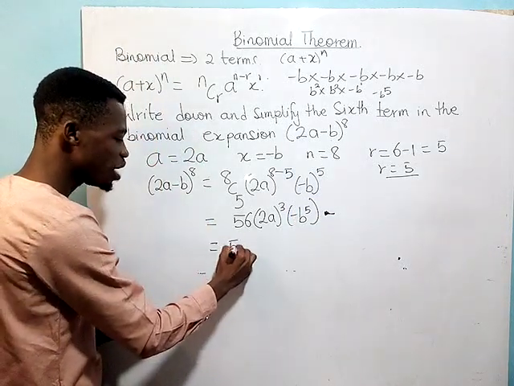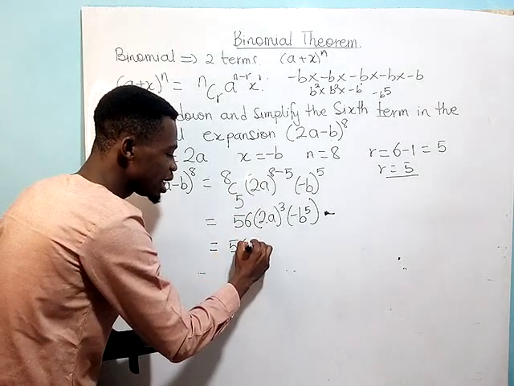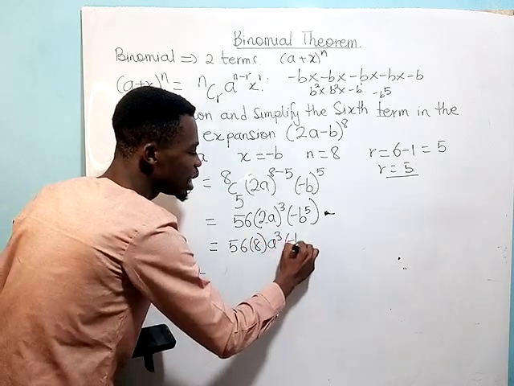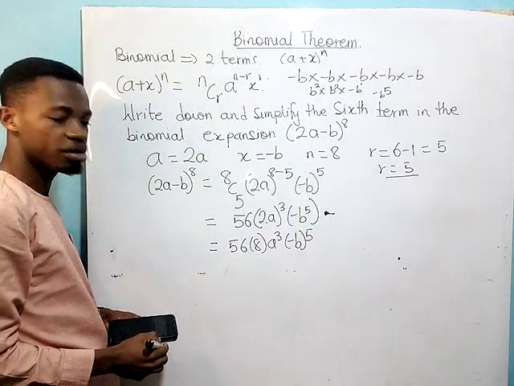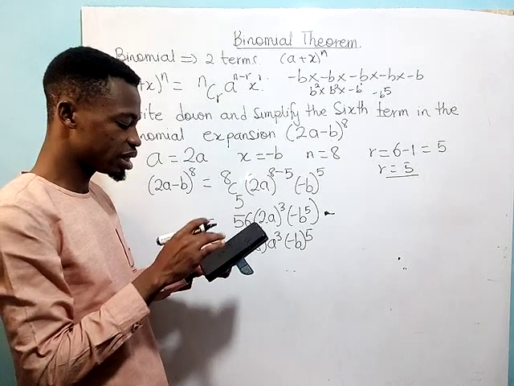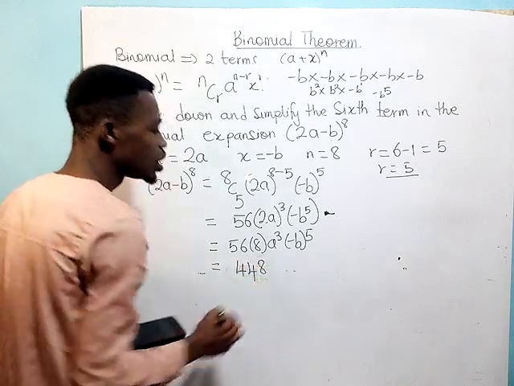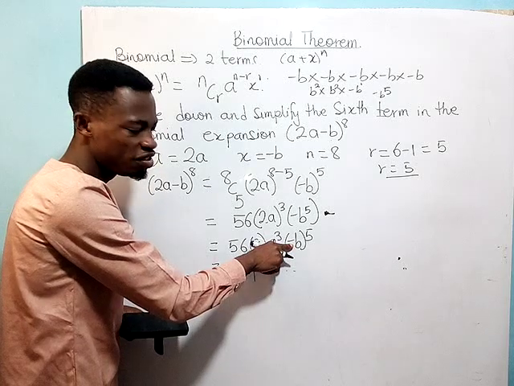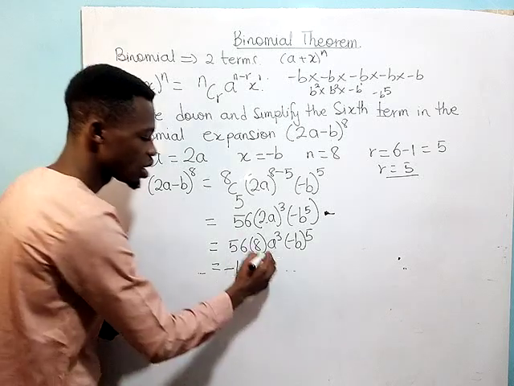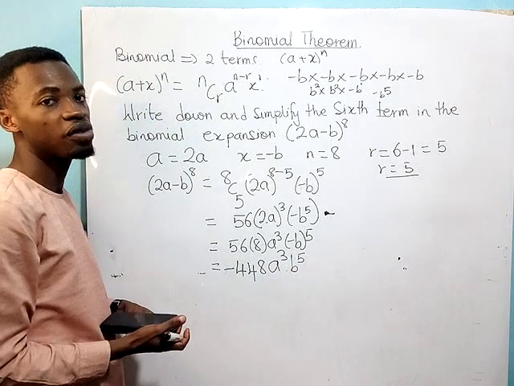So let's continue. We have 56 here, 2a to the power 3. What is 2 to the power 3? It is 8. Then we have a to the power 3, then our minus b to the power 5. Now, what is 56 times 8? 56 times 8 is going to give us 448. But take note, your b here is negative b, so the negative comes here. So minus 448 a to the power 3 and b to the power 5.